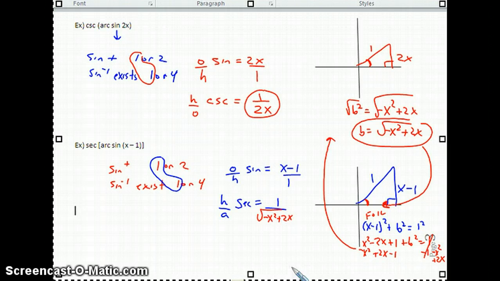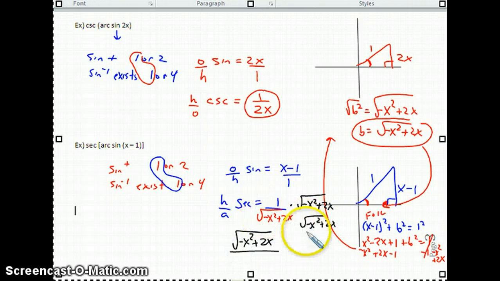Alright, now I have to rationalize this. I can't leave that square root in the bottom, so I multiply both by the square root of negative x squared plus 2x. The numerator is pretty easy: 1 times that is just the square root of negative x squared plus 2x. The denominator is pretty easy too. When you multiply two square roots by each other, the square roots just cancel out and you're left with what was underneath there, negative x squared plus 2x. And so that would be my answer for the secant.